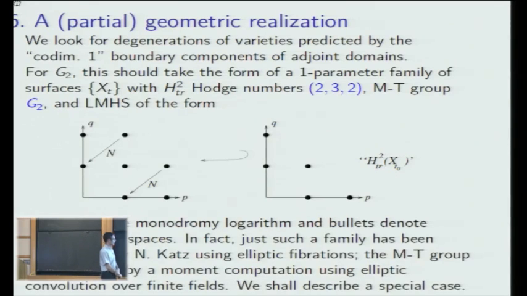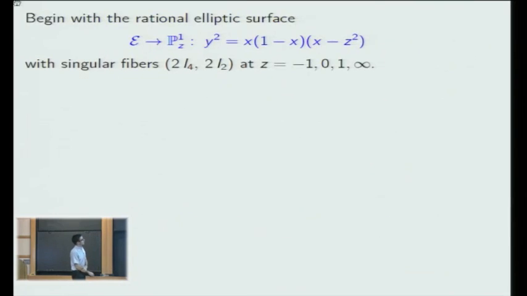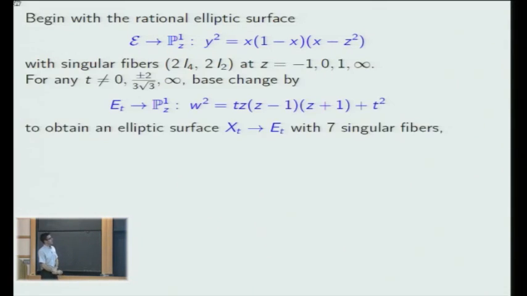In fact, there is a beautiful little preprint by Nick Katz, which uses elliptic fibrations to construct a one-parameter family of surfaces, actually 3 one-parameter families of surfaces. And the Mumford-Tate group is determined using some serious arithmetic, a moment computation using elliptic convolution over finite fields. And here's a special case. You start with a pullback of the Legendre family of elliptic curves. This has singular fibers I4, I4, I2, I2.